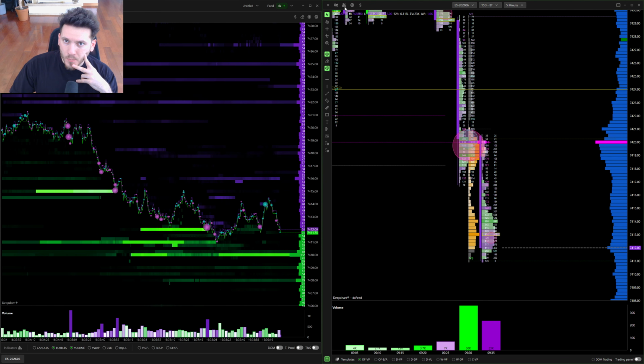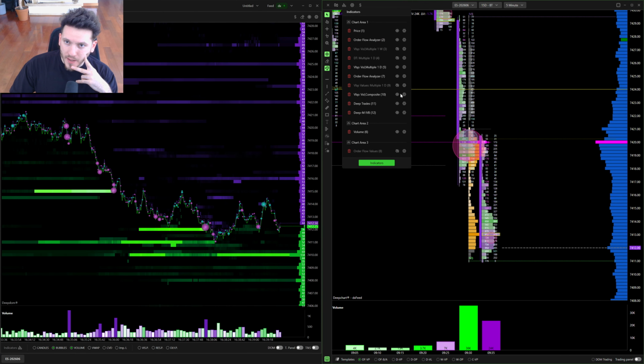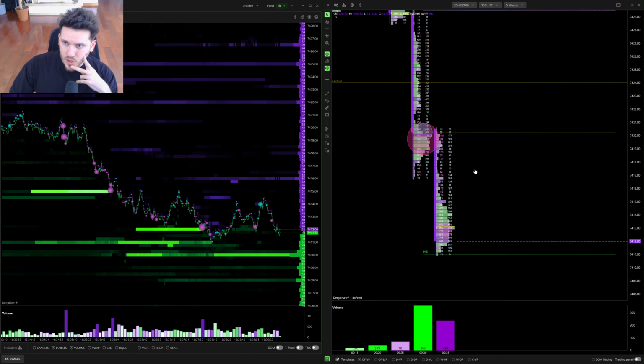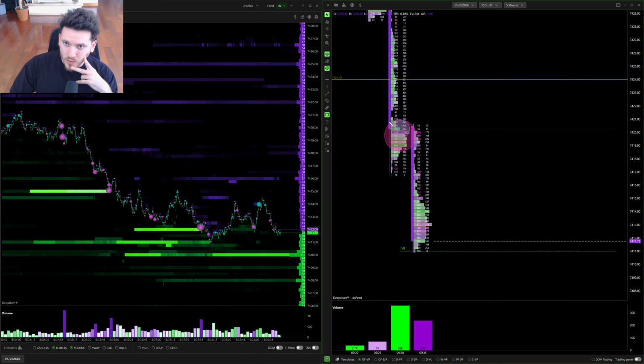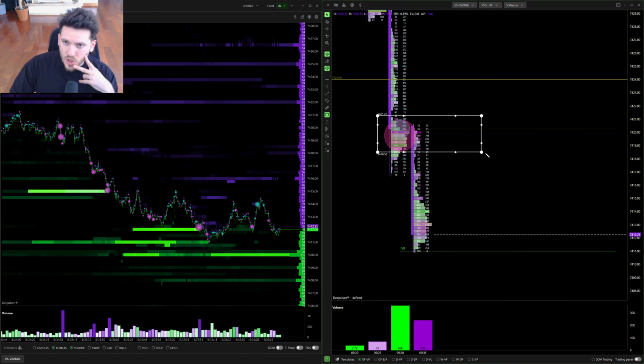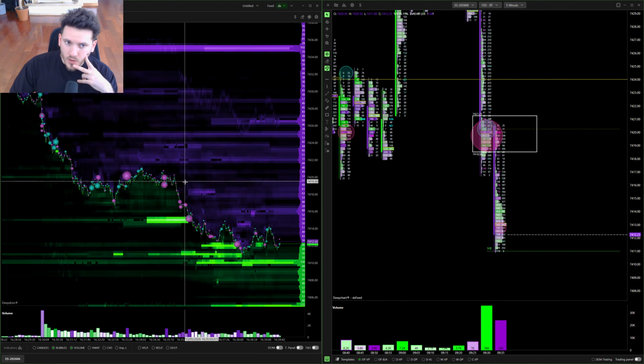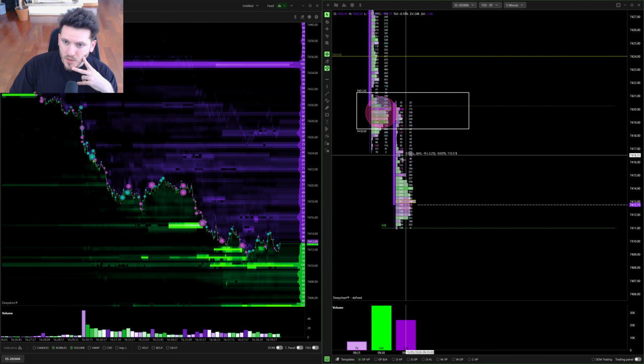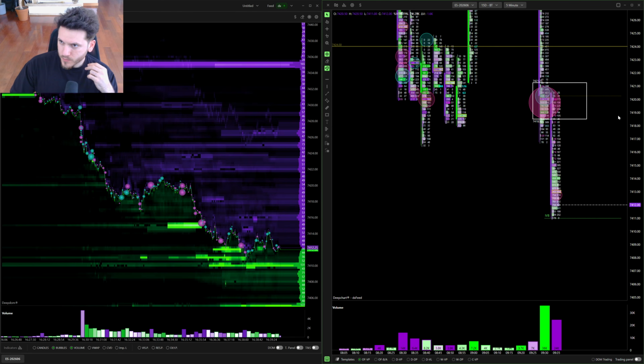And from a purely volume perspective instead, let's remove some of the daily profiles and just keep the volume by candle. We can see there was a huge absorption here, which I think was this one over here. But right after that, even more selling joining the party.